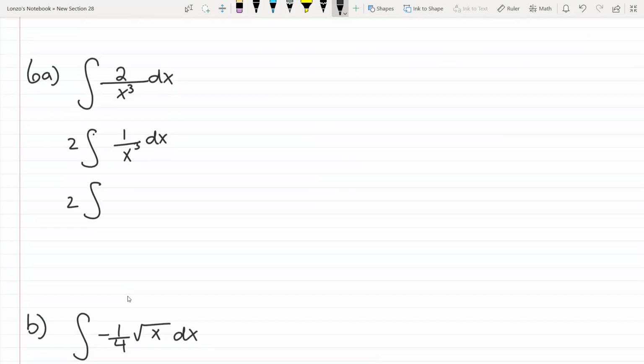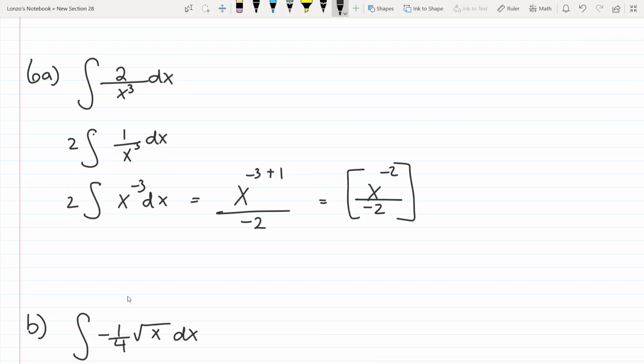Then I can rewrite 1 over x cubed as a negative power, which would be x to the -3 dx. So the integration of x to the -3 using the power rule would be -3 plus 1 over that power. -3 plus 1 is -2. So that would be x to the -2 over -2. And then you're still left with that 2 from the outside. So that would be 2 divided by -2, that cancels. So you're left with -1 x to the -2.